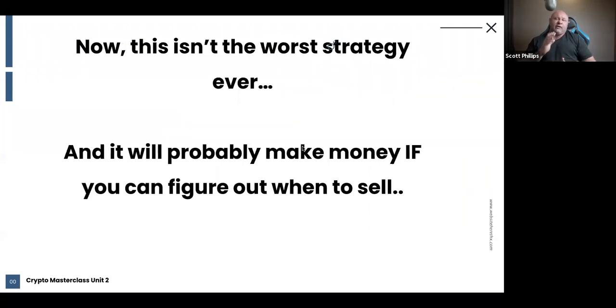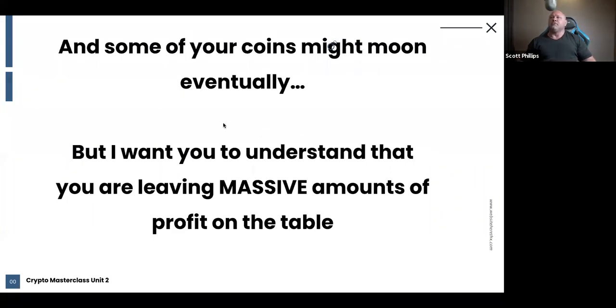And in a bull market, this isn't the worst strategy ever. It's probably going to make money, as long as you can solve the problem, which is figuring out when to sell. And I can help you with that with some data-driven decisions. I can also show you a better way to select your coins, which is what we're talking about today. So some of your coins might moon eventually.